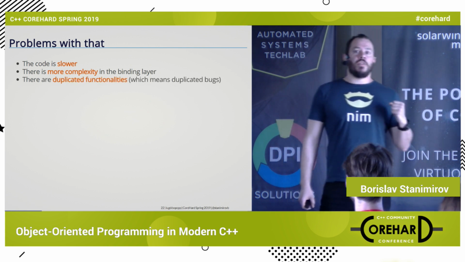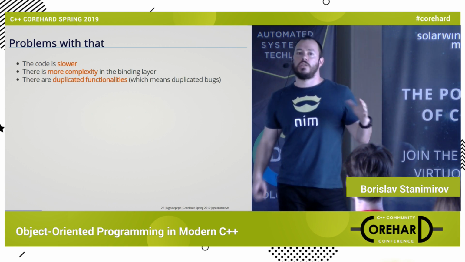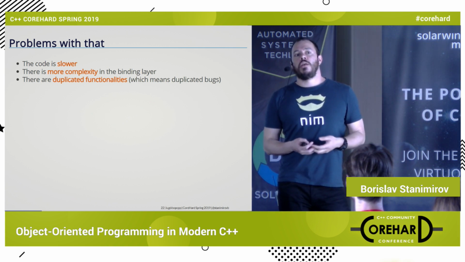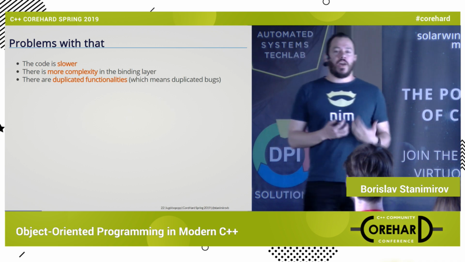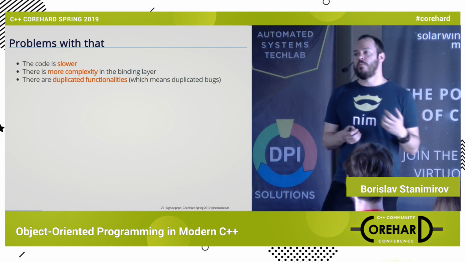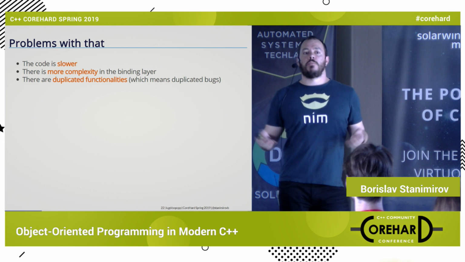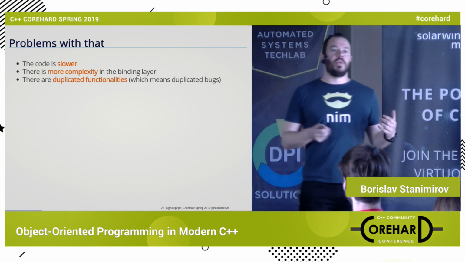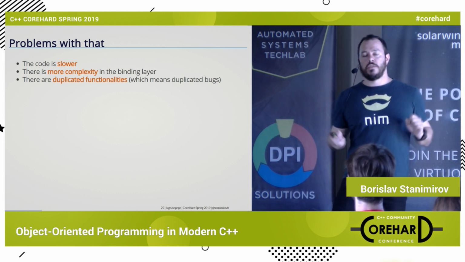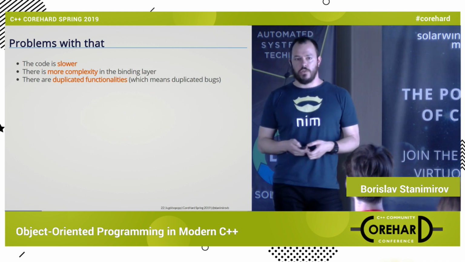And even with the best of intentions, when you have a language like C++ and another language running together, it's not practical to expose every single functionality through the binding layer. Small operations like, for example, vector addition, matrix multiplication, usually end up being written in both worlds. And that leads to duplicated code, and duplicated code, of course, leads to duplicated bugs.